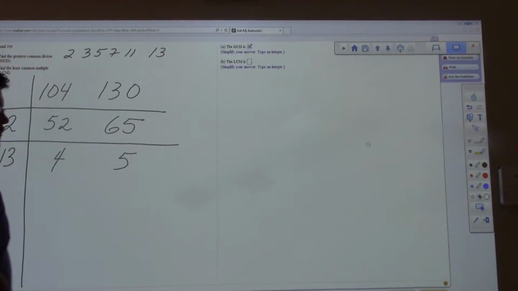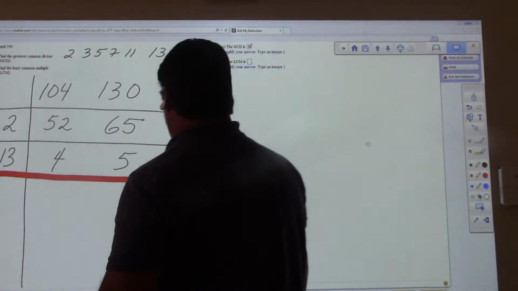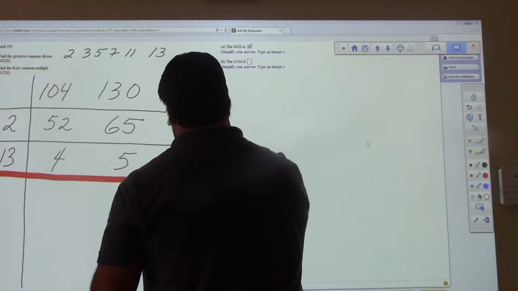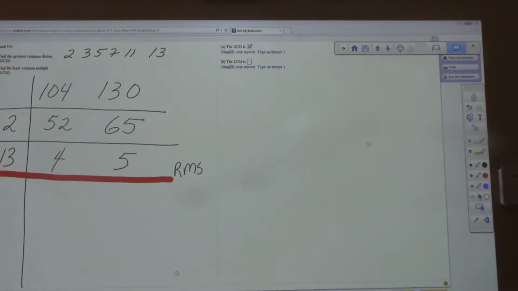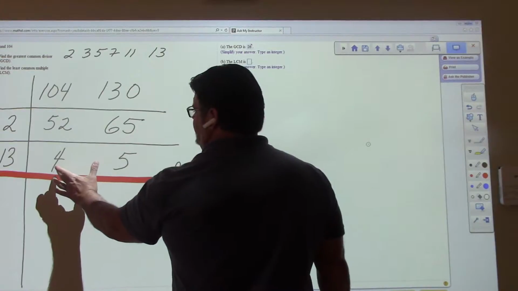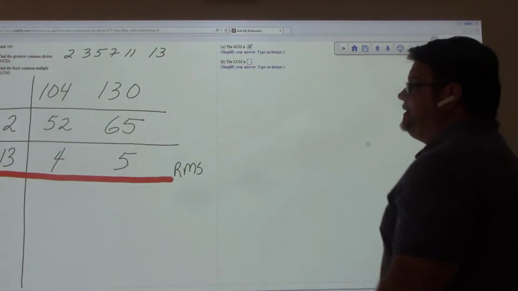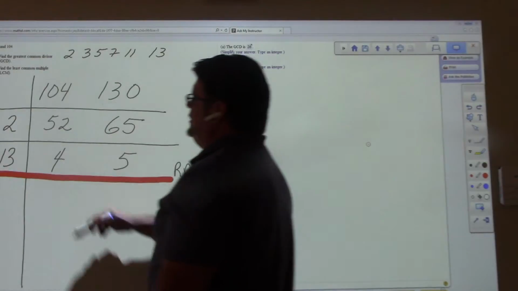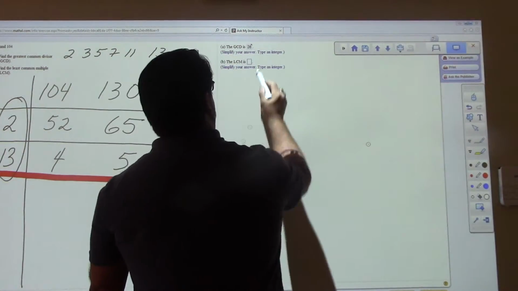And at this point, what are we going to do? Real math stops. If you weren't here the other day, you need to watch the video because we went over it, and I think the sound was out, so I'll go over it again. At this point, there's nothing that will go into both 4 and 5. Nothing. So the real math stops. When the real math stops, that's when you have the greatest common divisor. So the greatest common divisor is 26.